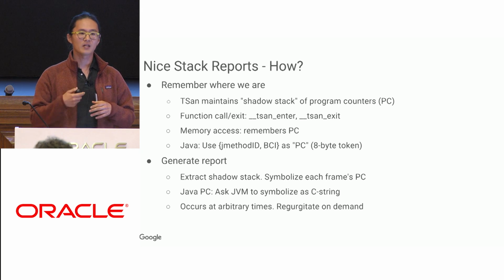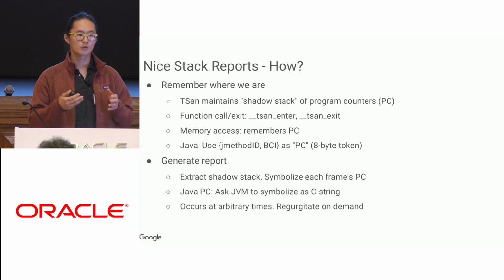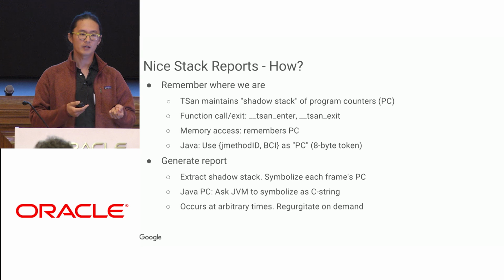So this is what TSAN does most of the time. It's just recording and recording and recording, remembering a lot of little program counter tokens to remember where it was. Now, when it comes time to generate a report, because there's a real data race, it extracts the shadow stack and starts symbolizing each program counter in each frame. When it sees a Java program counter, it asks the JVM to please turn this into a C string. And because races can happen at arbitrary times, we have to be able to symbolize these tokens on demand. So we can't wait till the VM is at a nice place or anything.